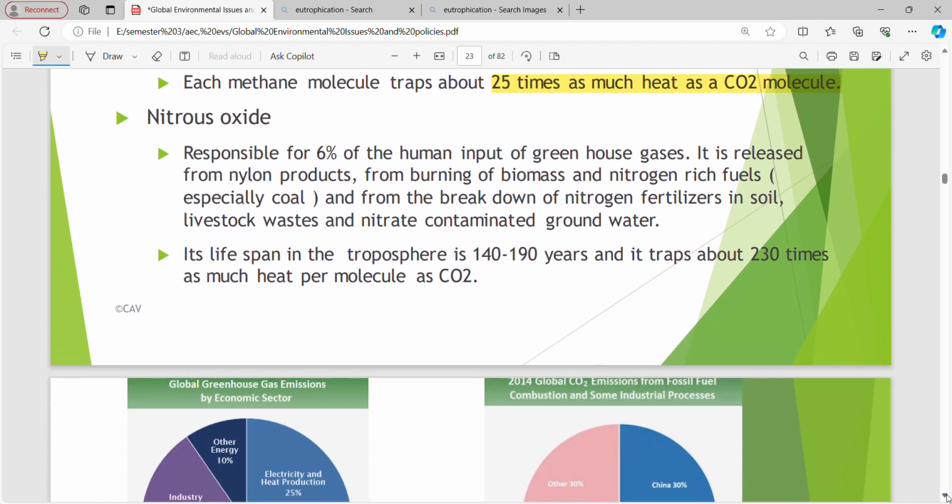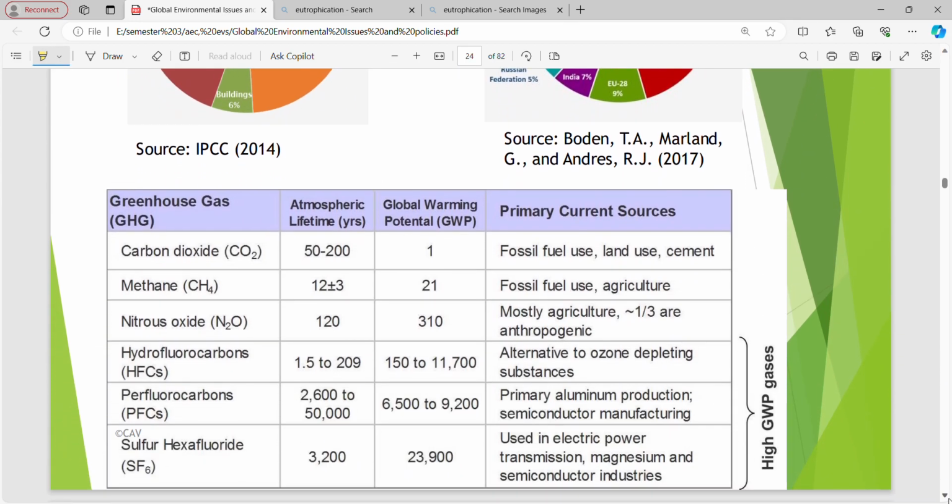Next is nitrous oxide. It is responsible for 6% of human input of greenhouse gases. It is released from nylon products, from burning of biomass, nitrogen-rich fuel, especially coal, and from the breakdown of nitrogen fertilizers in soil, livestock waste, and nitrate-contaminated groundwater. Its lifespan in the troposphere is 140 to 190 years, and it traps about 230 times as much heat per molecule as CO2. Have a check on this diagram.